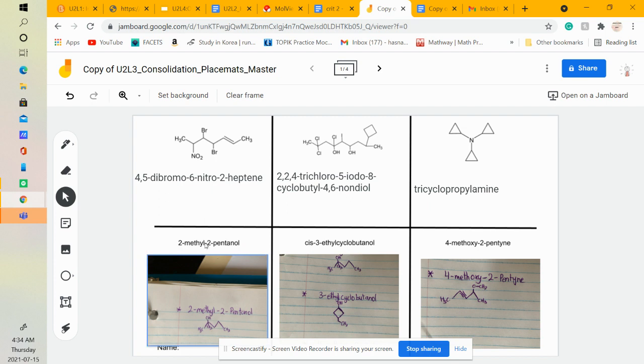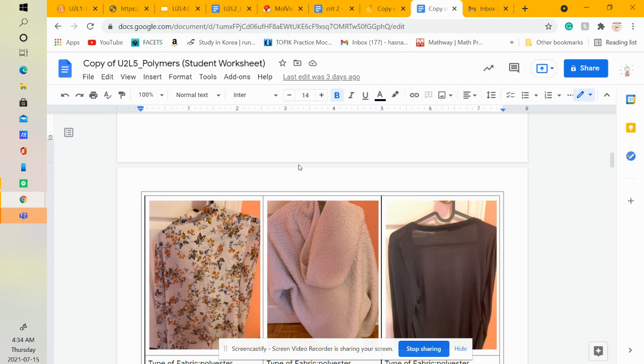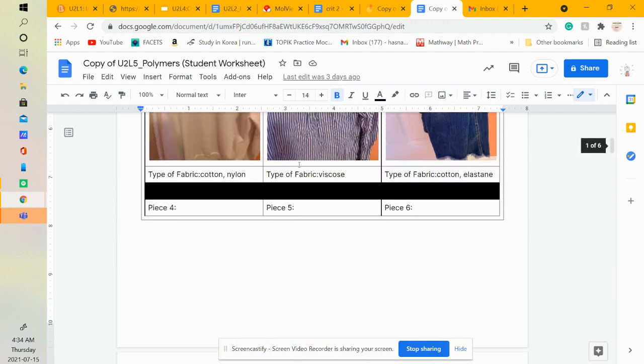And we know that it's in the second position. And then we have a methyl group right here. We can draw it in a different way, but this is how I chose to draw it. Let's move on to this polymer worksheet.